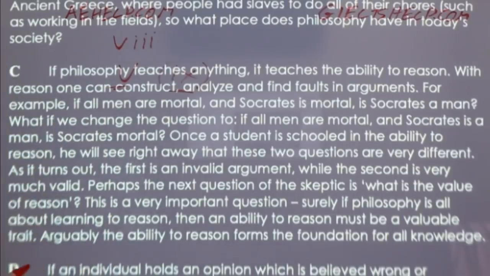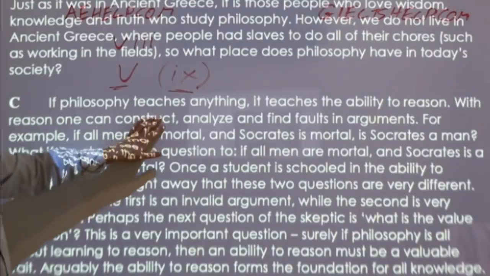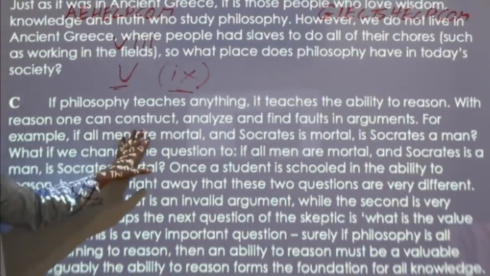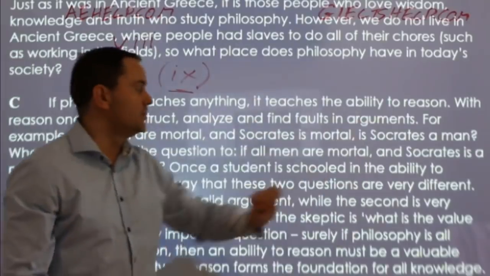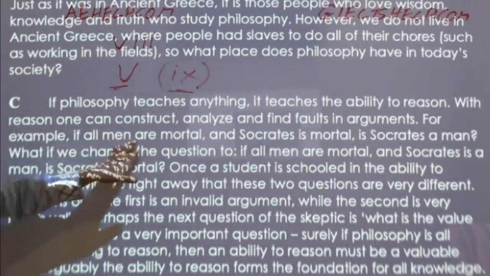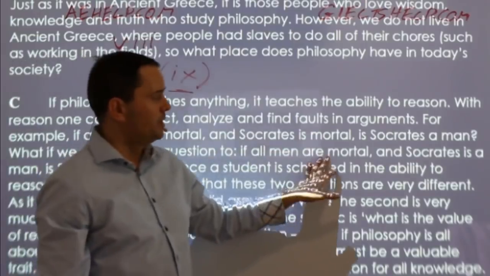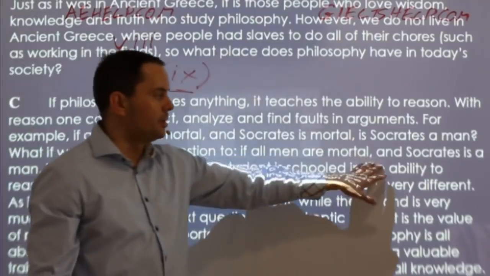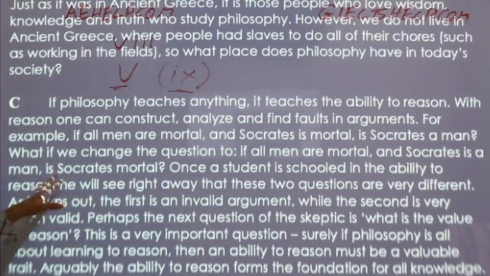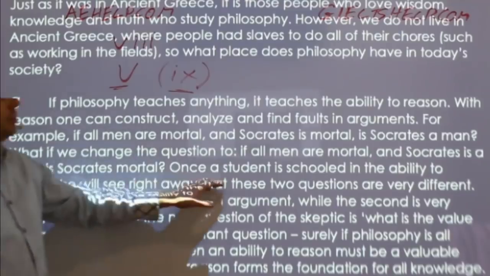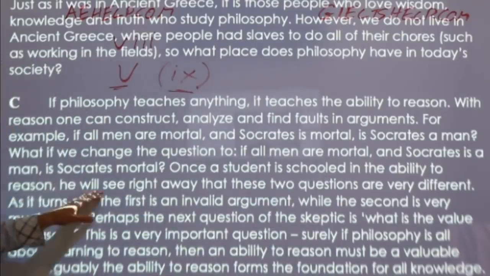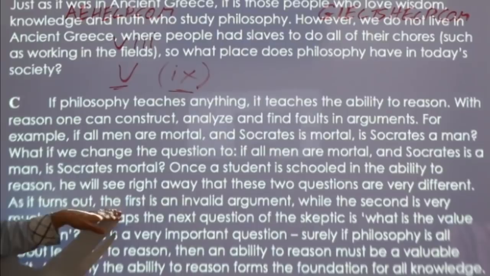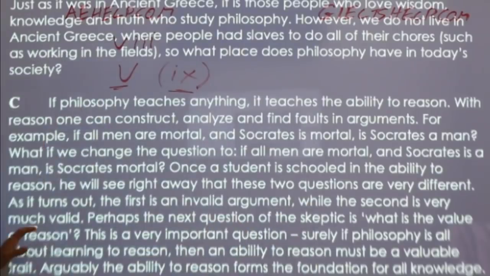So here we go. Let me just bring that down a bit. Okay. If philosophy teaches anything, it teaches the ability to reason. With reason, one can construct, analyze, and find faults in arguments. For example, if all men are mortal and Socrates is mortal, is Socrates a man? What if we change the question to, if all men are mortal and Socrates is a man, is Socrates mortal? Once a student is schooled in the ability to reason, he will see right away that these two questions are very different. As it turns out, the first is an invalid argument, while the second is very much valid.